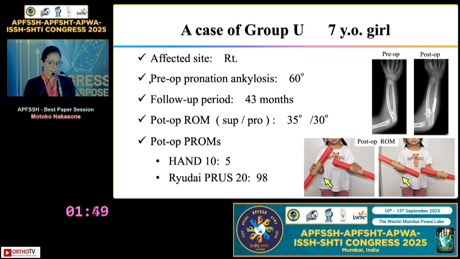I will show the case of group U. She was a 7-year-old girl with the right side affected. Her pronation ankylosis was 60 degrees. The follow-up period was 43 months. At the final follow-up, her forearm rotation was 35 degrees of supination and 30 degrees of pronation. Her Hand10 score was 5, and her Ryudai PRUS-20 score was 98.